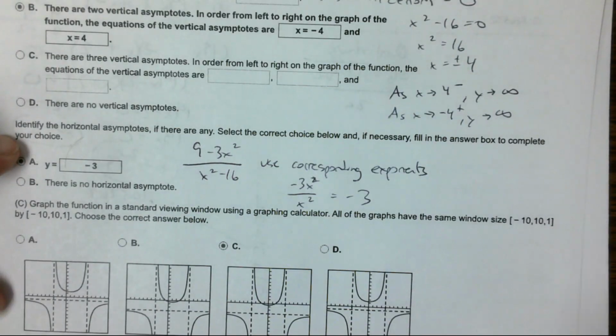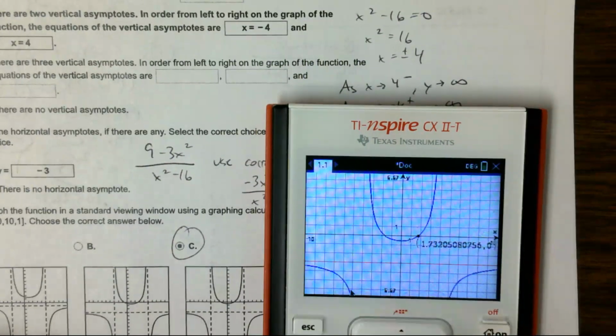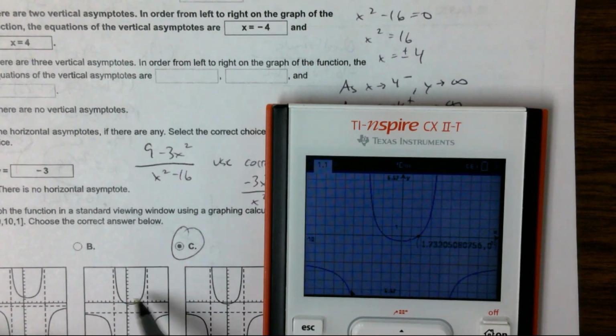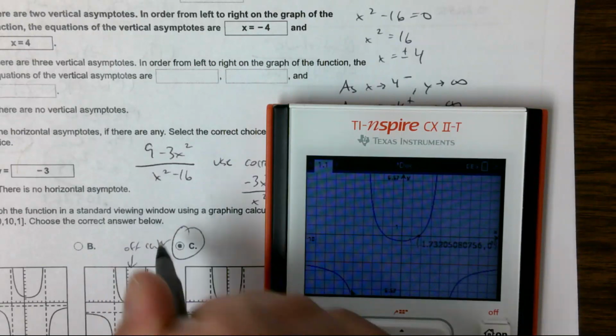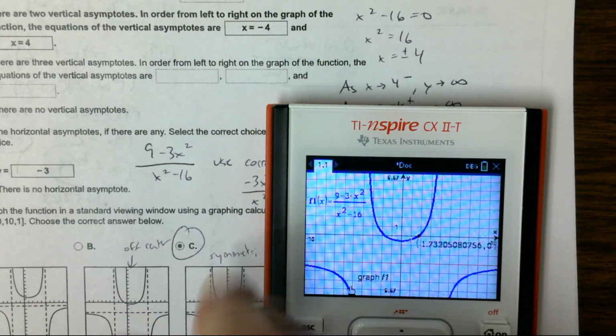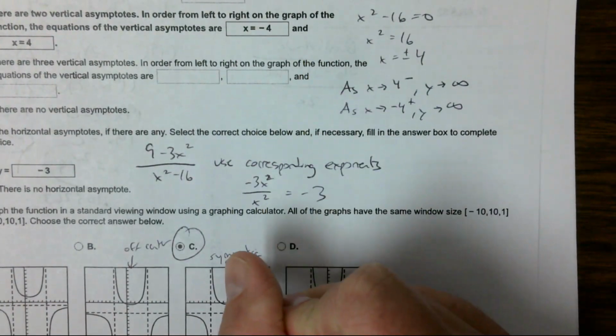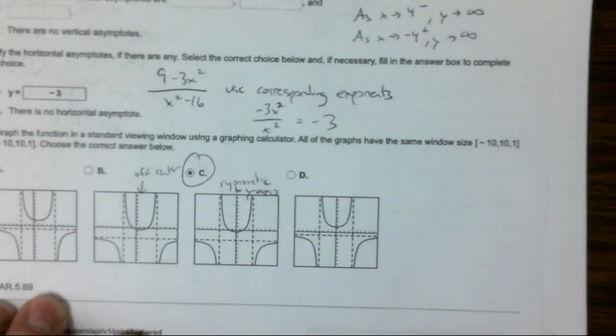And speaking of that, they want to graph it, and that matched the C graph. You'll probably do the graph yourself pretty easily. You see your dashed line and see how it matches. It looks like the main difference between B and C is that this one is off center and this one is symmetric to the y-axis. Okay, that's the difference.